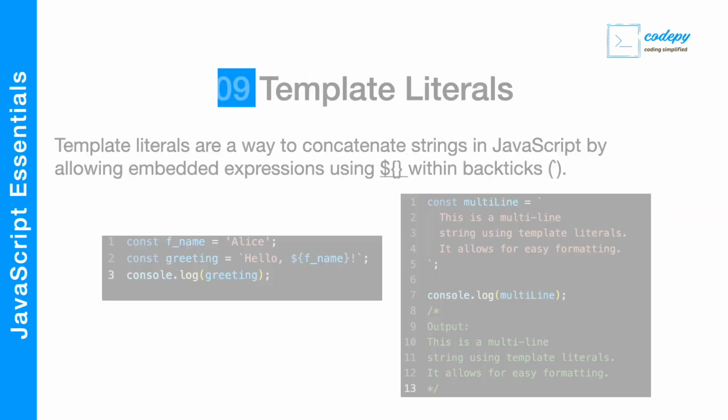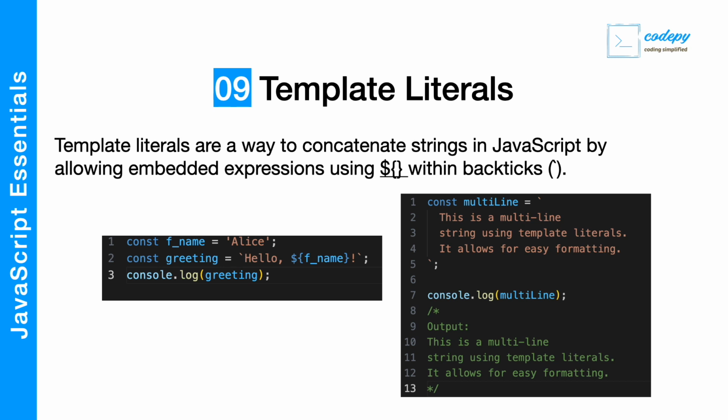Template literals. Template literals are a way to concatenate strings in JavaScript by allowing embedded expressions using dollar sign and curly braces within backticks. So if we define a string which is a single liner, we can say first underscore name Alice.